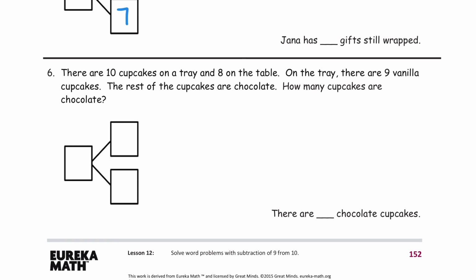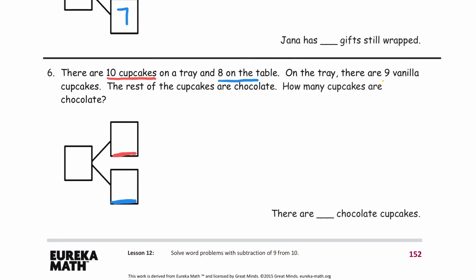Okay, let's set this up just like we have the rest of them. So we have 10 cupcakes on a tray. So we'll put 10 in our number bond here. And we have 8 on a table. So we'll fill in the rest of the number bond there with our 8. So we've got 10 cupcakes on a tray, 8 on a table, and then we're going to complete the number bond right here for our total. So I want you to put the total number of cupcakes we have right here.